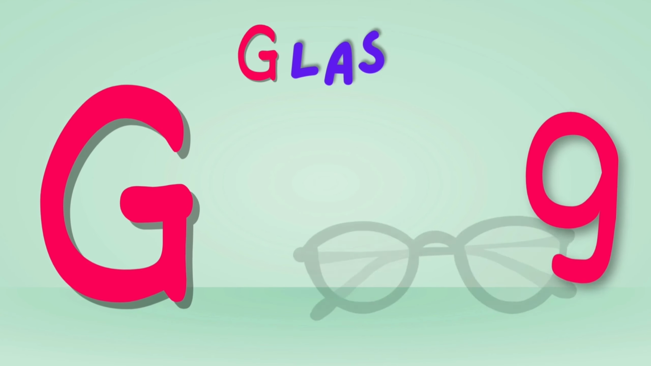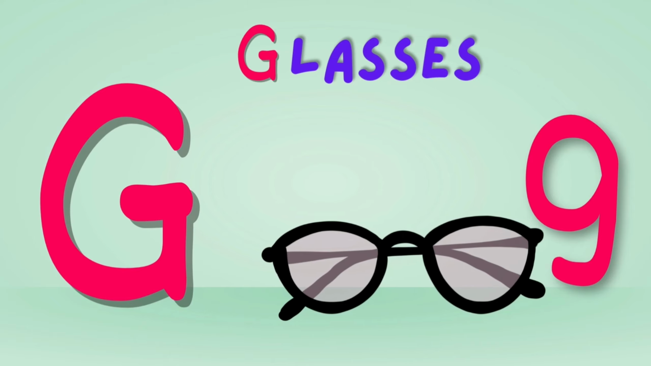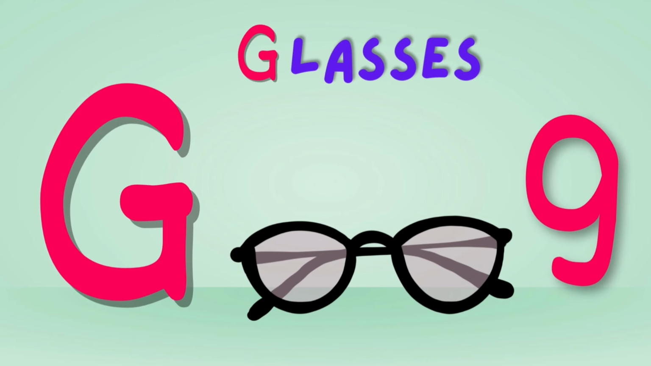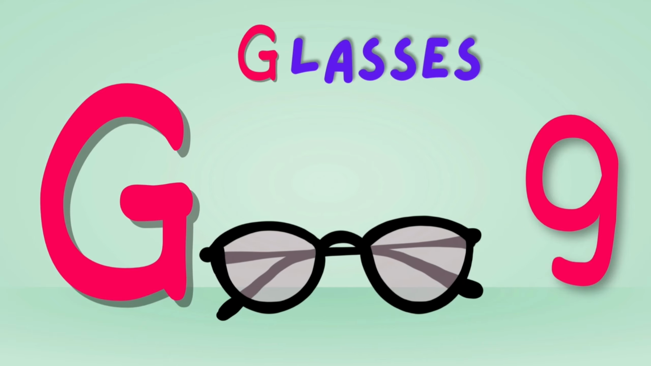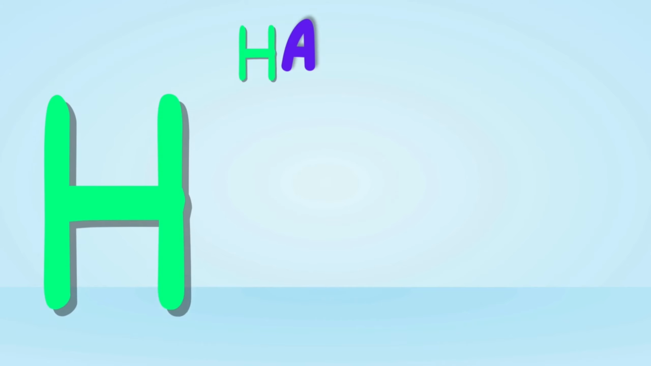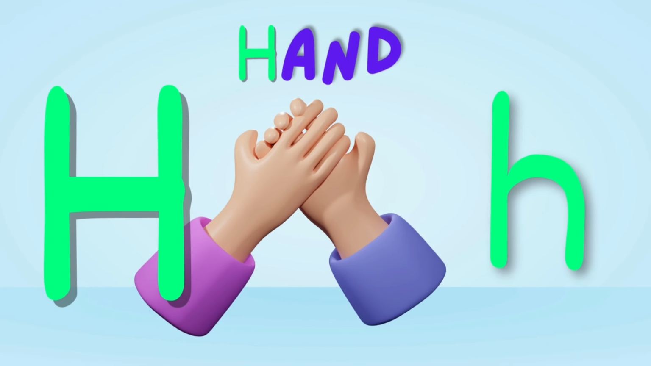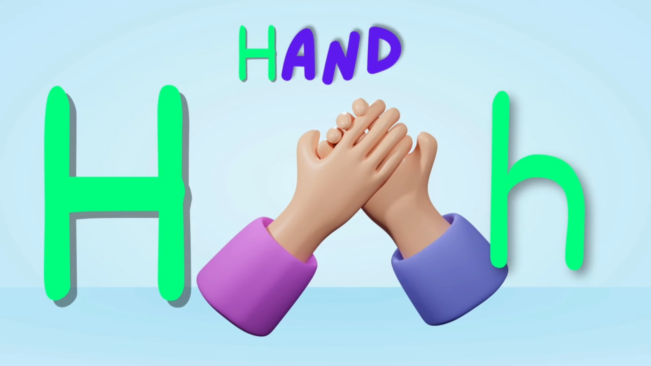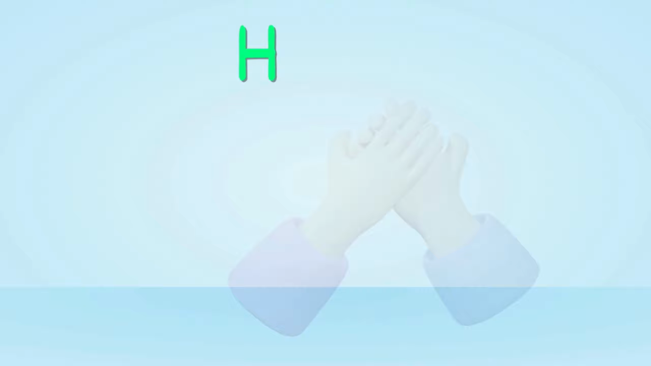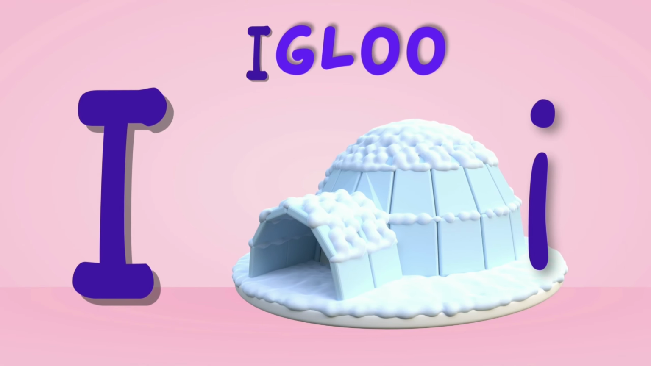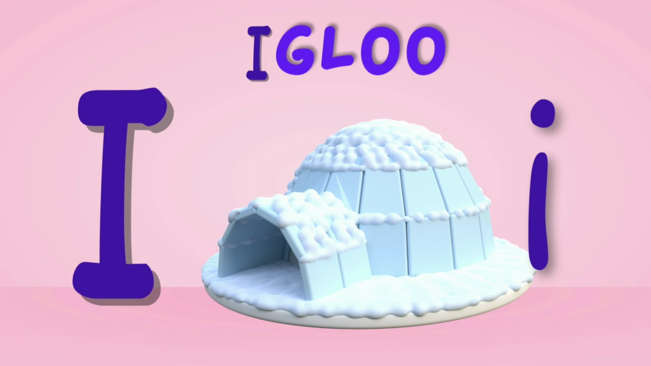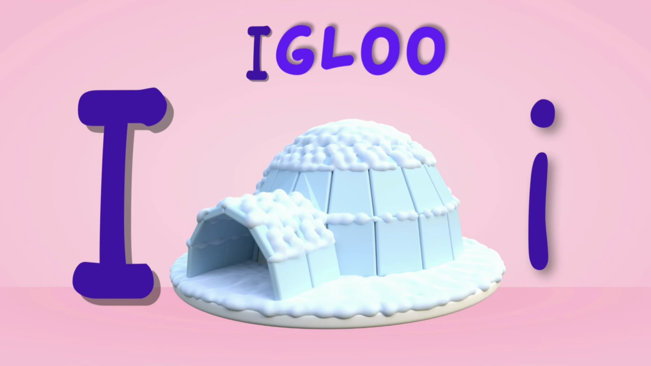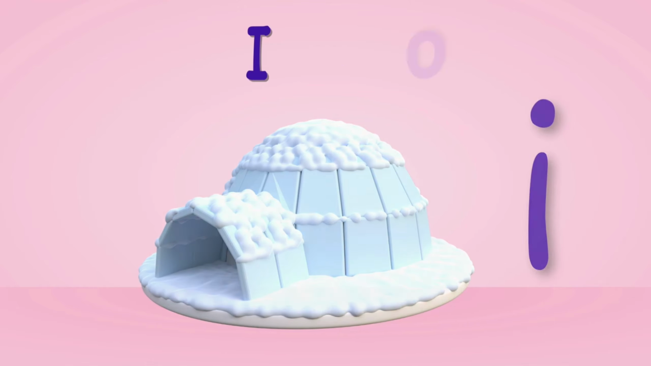G is for glasses. This is a glasses. H is for hen. This is a hen. I is for igloo. This is an igloo.